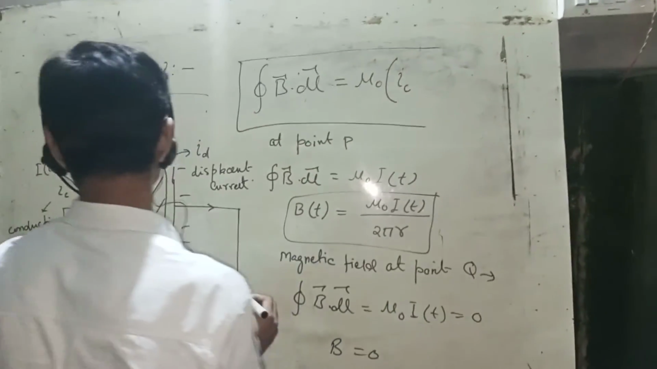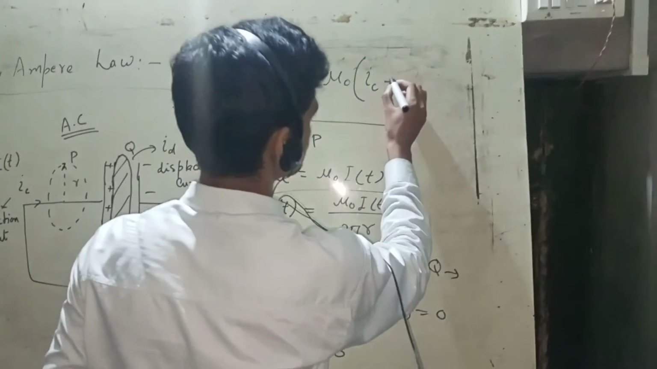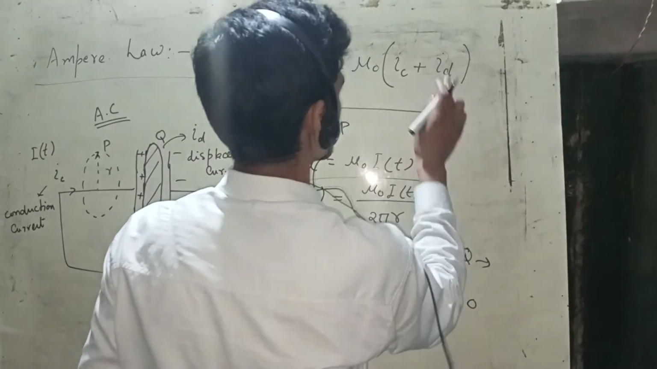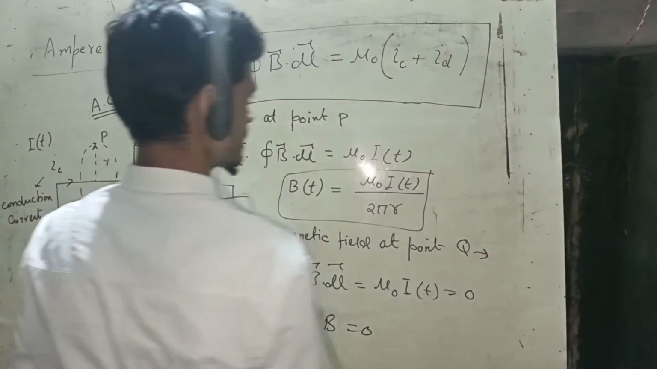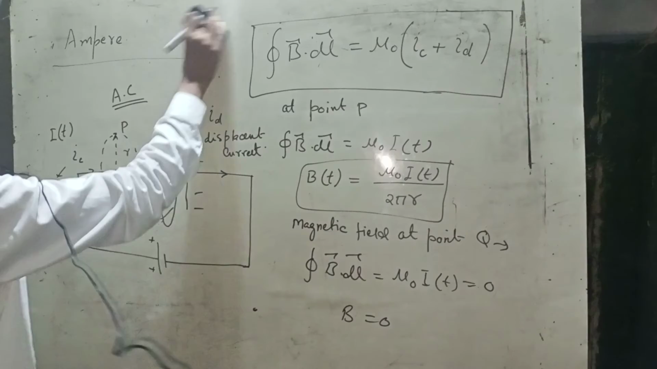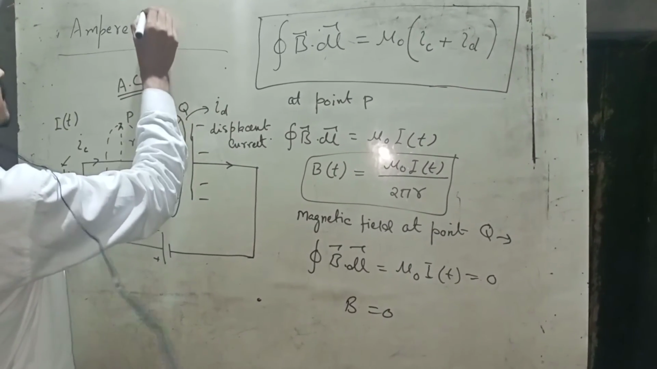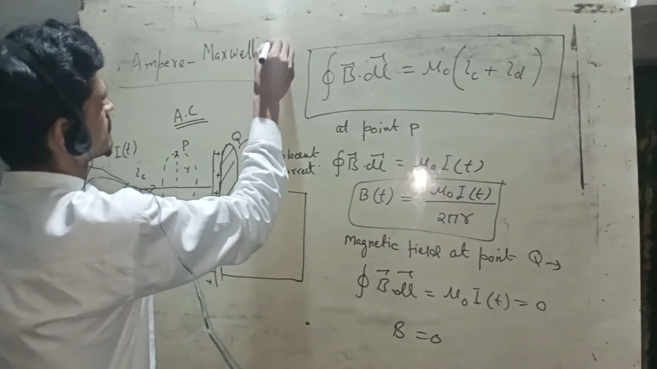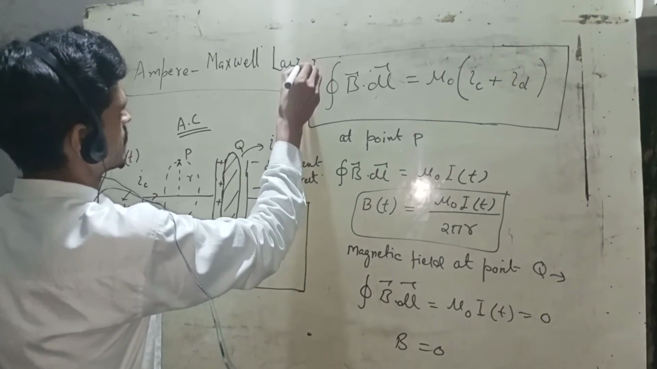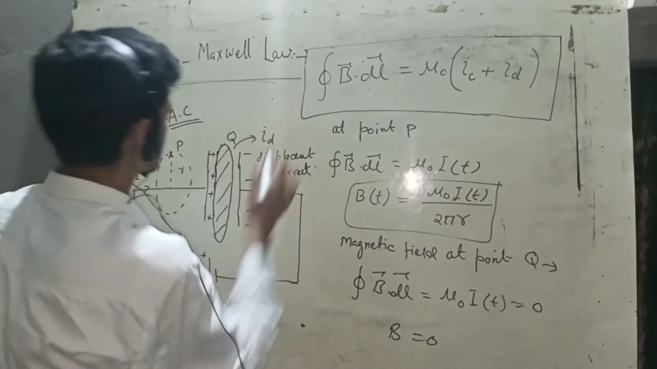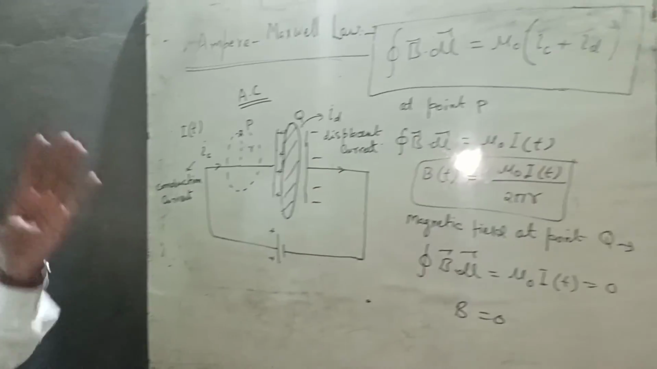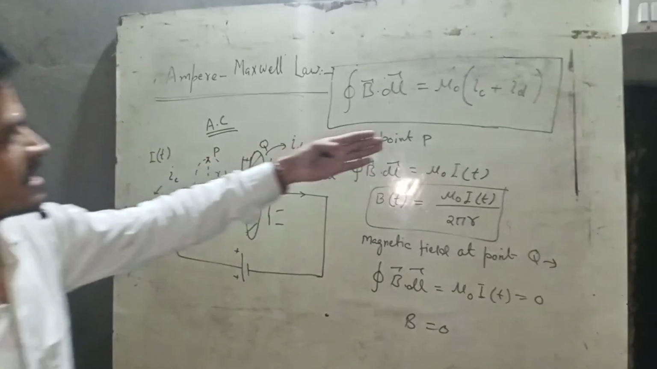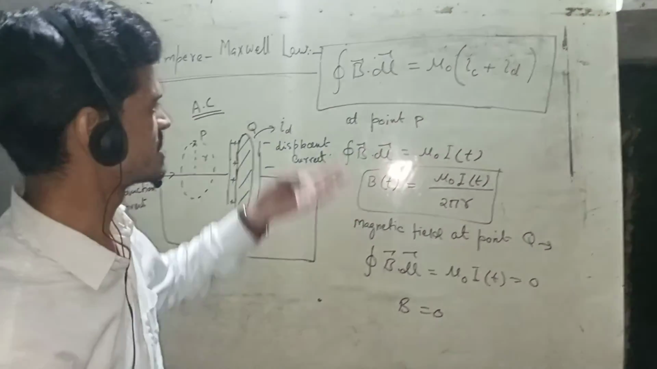So Maxwell removed this inconsistency using a concept. The current flowing in the wire is called IC, the conduction current, and he put in another term called displacement current. Now this equation becomes the Ampere-Maxwell law. So the question is: how did Maxwell conclude this extra current? How did Maxwell find the concept of ID, displacement current?